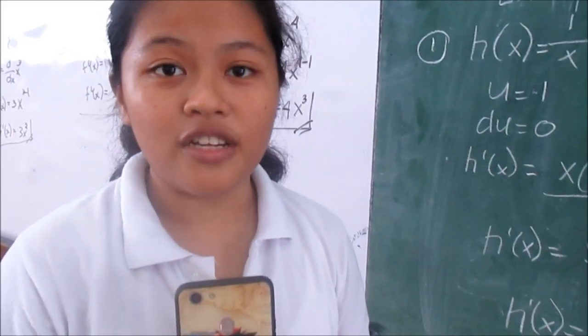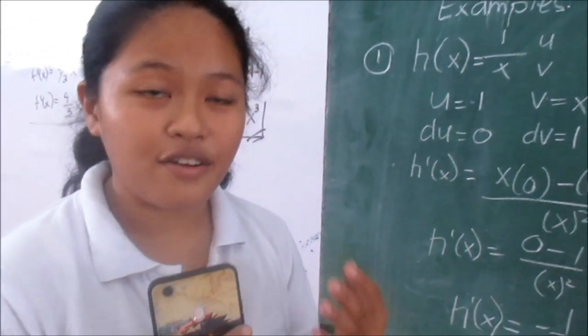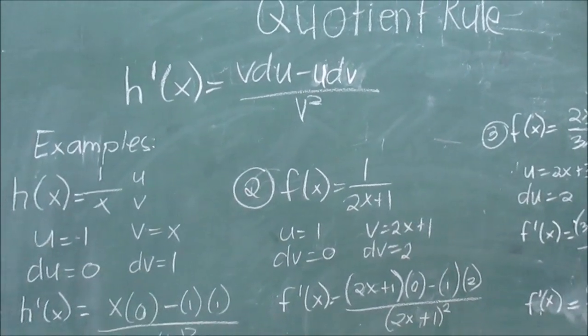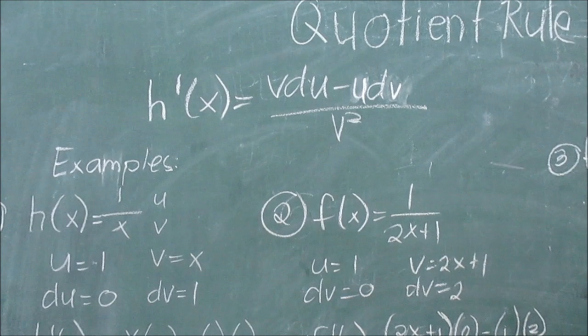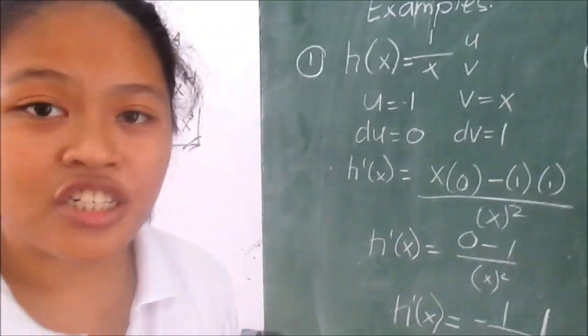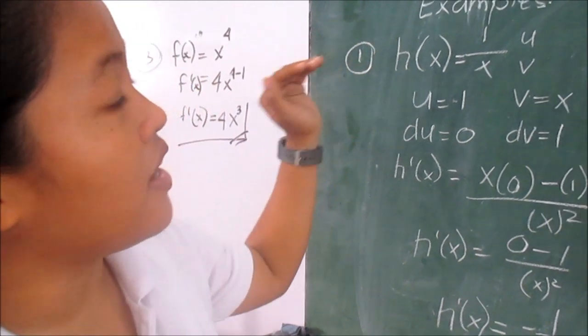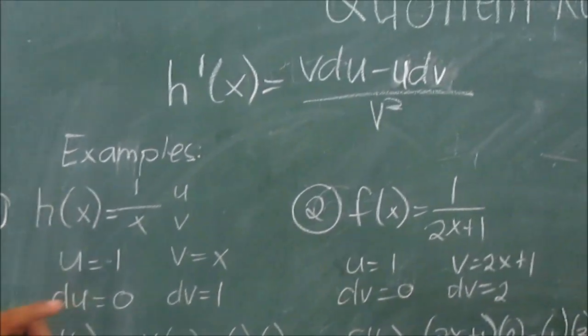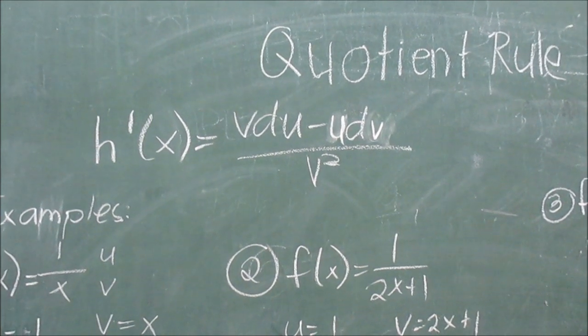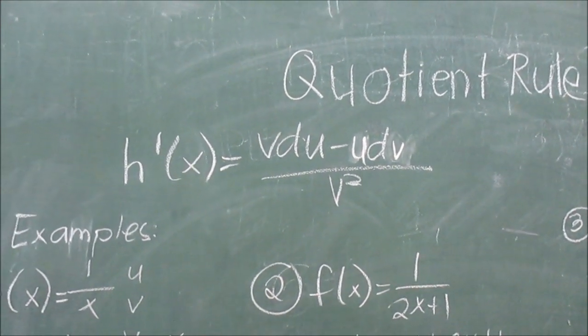The next rule is quotient rule, which states that the derivatives of h of x is equals to f of x over g of x, which are both functions of x. So we got the h prime of x equals to v du minus u dv over v squared. So example number 1.